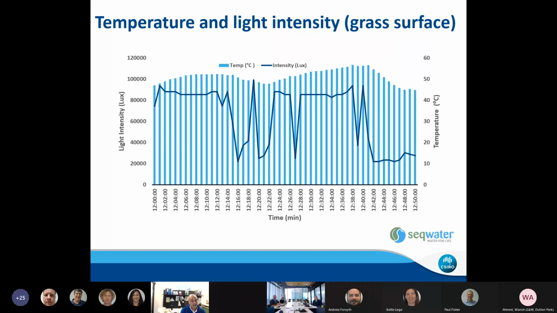During this experimental work, the ground temperature was constantly above 45 degrees centigrade, and it was completely sunny. And you can see the intensity of the light was quite high during the duration of the experiment. This temperature and light intensity HOBO logger was placed on the ground surface next to where we were doing this experimental work. Next slide, please.